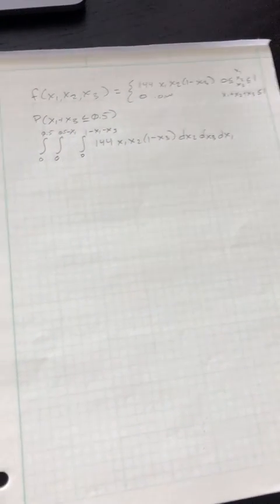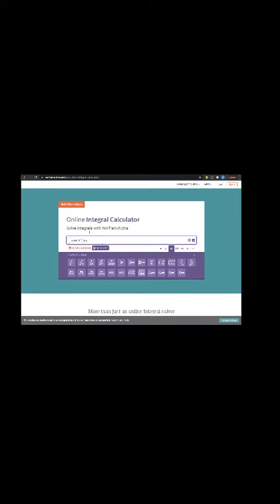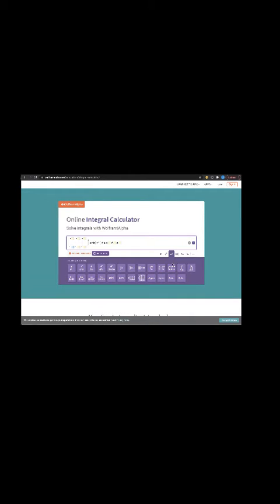Okay, so we're going to turn to an integral calculator online to finish this problem. All right, I'm going to put in Wolfram Integral Calculator, and I'm going to go to the integral calculator right here. I'm going to highlight this, and I'm going to enter in a definite triple integral. And then we're just going to enter that problem that we had.